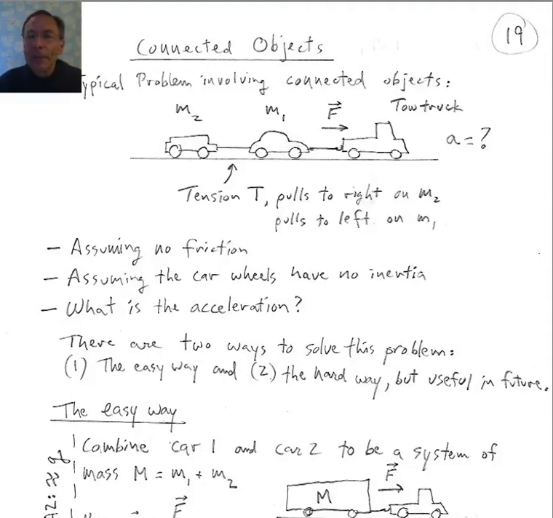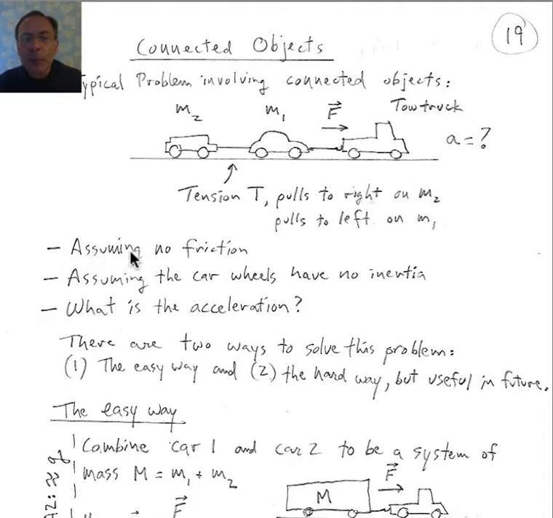Hello students, we're continuing with Newton's laws, and now we're going to look at Newton's laws as applied to connected objects. So here's a typical connected object problem. I've got a tow truck pulling a chain connected to a car of mass m1, and then there's another chain which is pulling mass m2, another car. And the question is, what is the acceleration going to be?